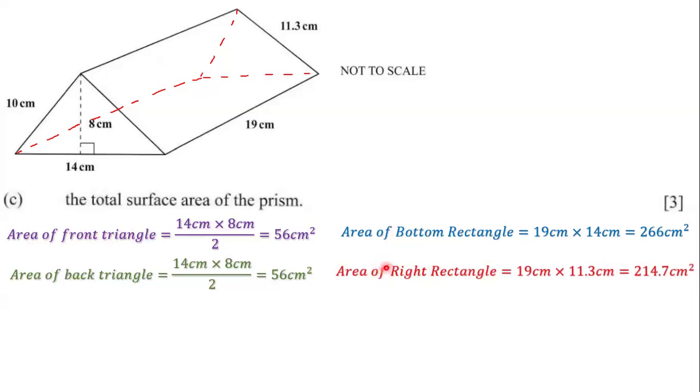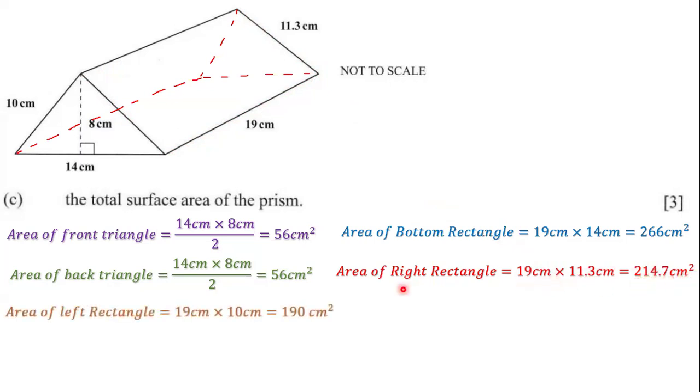Now we have to figure out the area of the right rectangle. The right rectangle is going to be this one. The length of the rectangle on the right is 19 centimeters, and the width is 11.3 centimeters. So we have 19 centimeters times 11.3 centimeters, which gives us 214.7 centimeters squared.